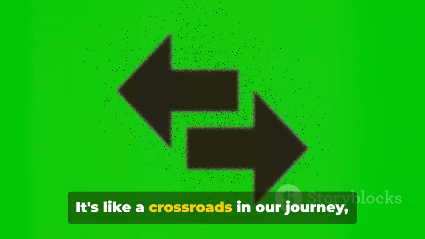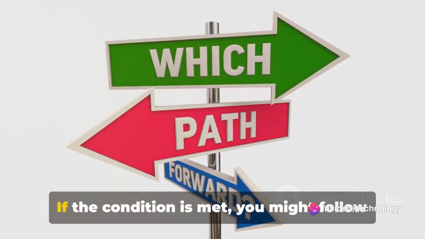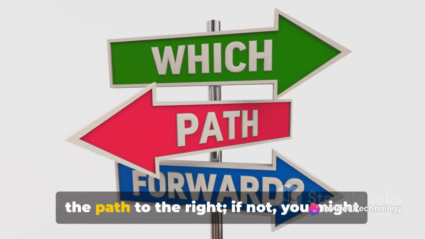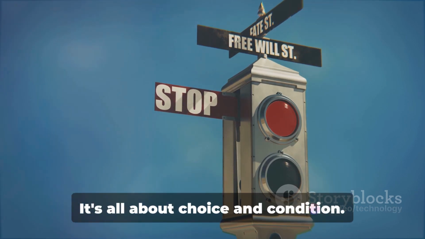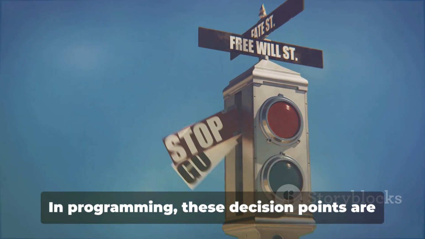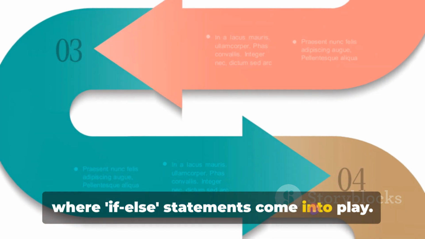It's like a crossroads in our journey, the outcome of which directs which path to follow. If the condition is met, you might follow the path to the right. If not, you might find yourself heading left. It's all about choice and condition. In programming, these decision points are where if-else statements come into play.